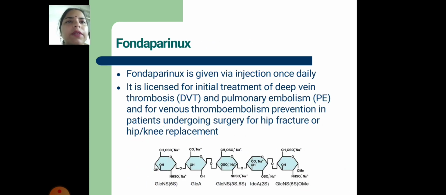There is fondaparinux, and fondaparinux is given via injection once daily. It is licensed for the initial treatment of deep vein thrombosis, that is the DVT, and pulmonary embolism, PE, and for the prevention of venous thromboembolism in patients undergoing surgery for hip fracture or hip or knee replacement.